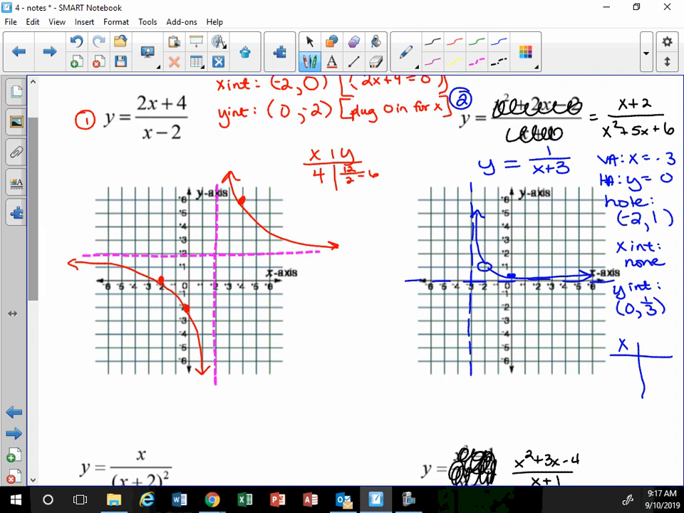So left of -3, maybe I plug in -4. What do I get when I plug in -4? 1 over -4 plus 3. What does that get? -1. Okay, so yes, -4, -1. I'm down here. I know the shape looks like this.